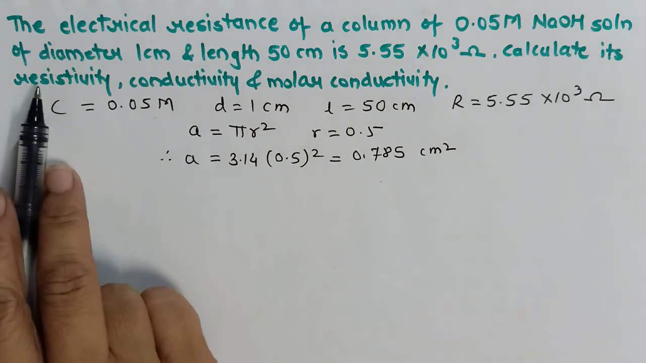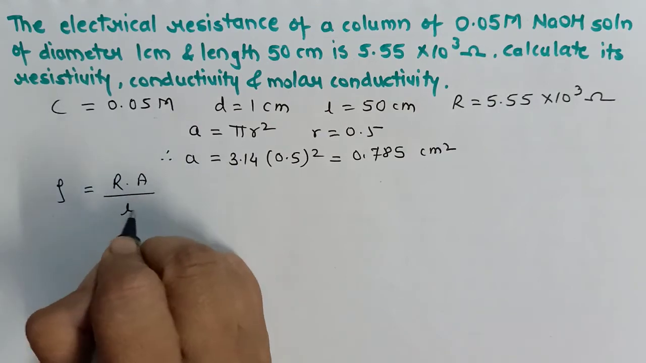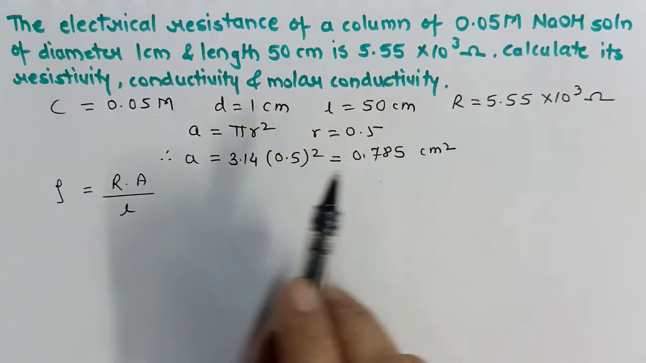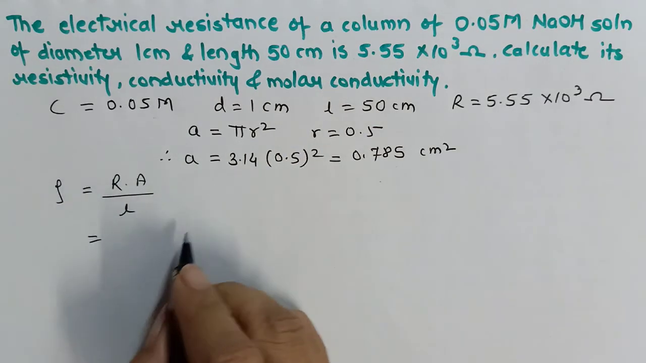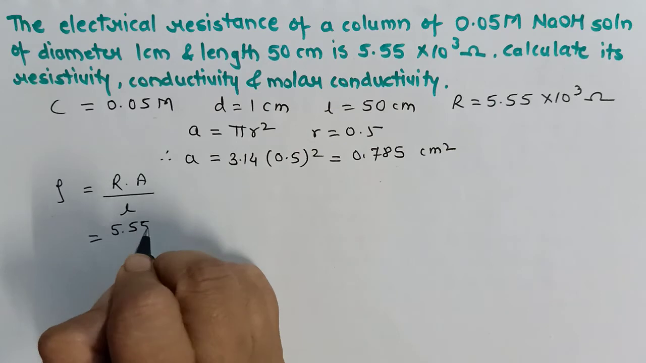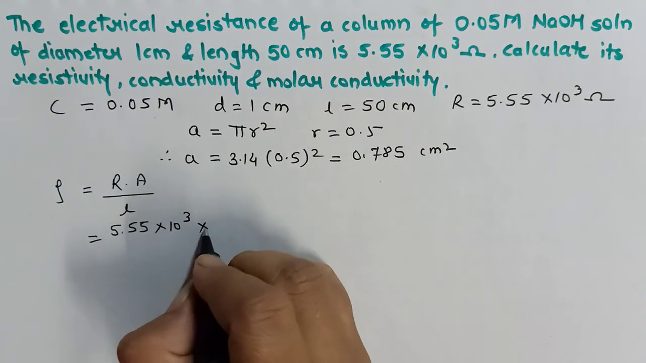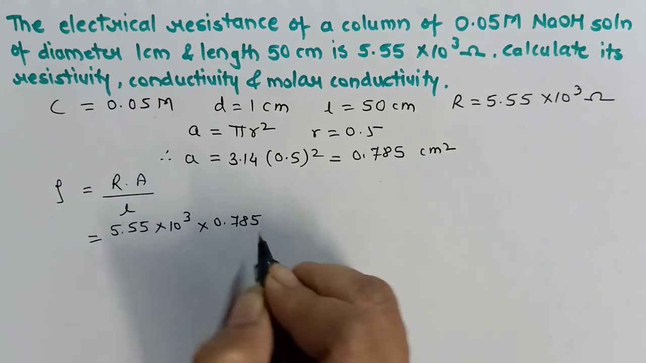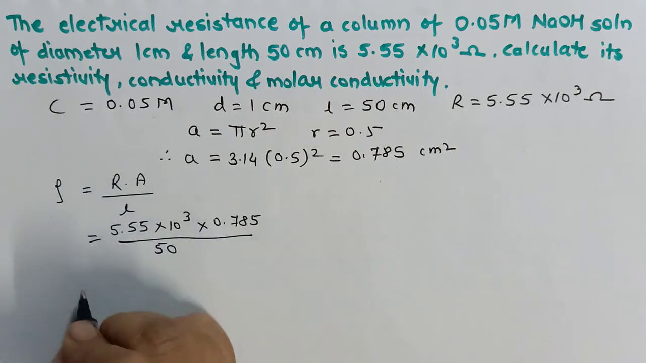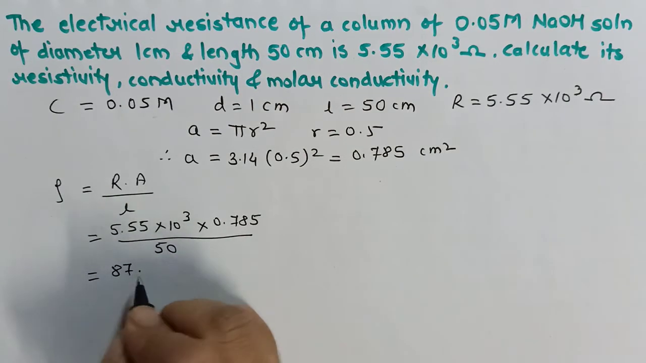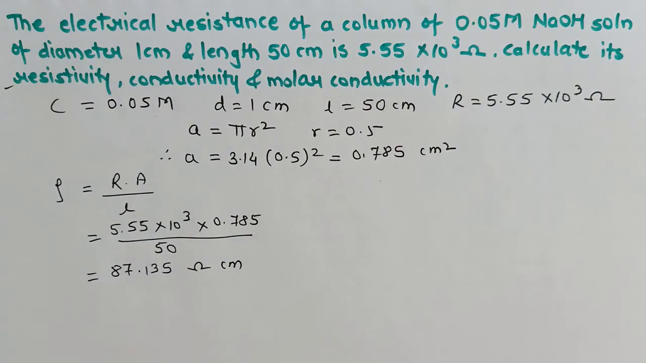Now we have to calculate the resistivity. Rho equals RA upon L. The value of resistance is available, area of cross section is available with us and length is available. So let us substitute. Resistance is 5.55 into 10 to power 3 into area of cross section 0.785 upon the length, which is given as 50. So this comes to be 87.135 ohm centimeter. So we have calculated the resistivity.